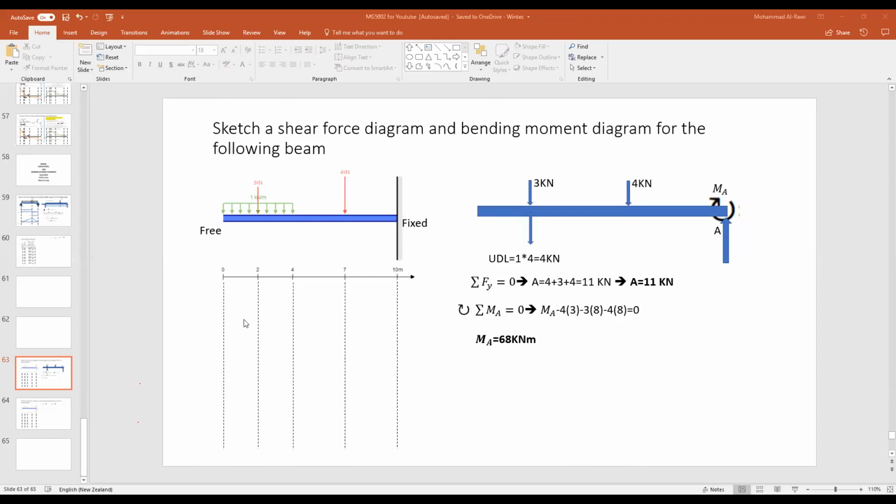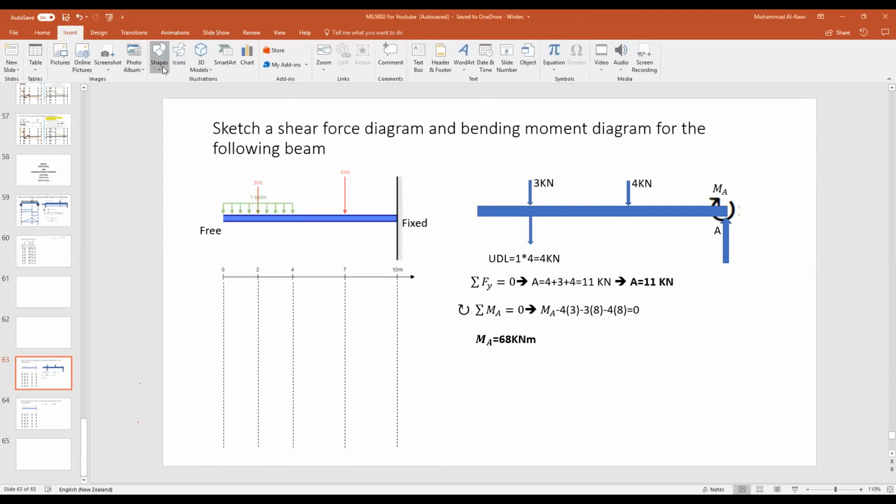So as always, I projected all the most important lines. Here is the free end, here is the middle of the UDL, here is the end of the UDL, here is where the 4 kilonewtons are, and here is the end, which is the fixed support. So always it's to make our life easy, honestly. That's the purpose of it.